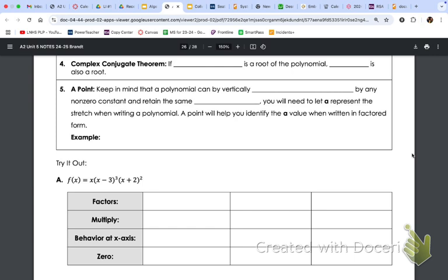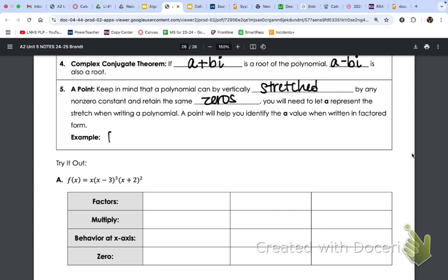If a plus bi is a root, since we always have plus or minus, a minus bi is also a root. And then the last thing that we're doing today is a point. So keep in mind that you can have a polynomial that's been vertically stretched by any non-zero constant and retain the same zeros, meaning the factors are all the same, but you might have a number out in front. So you'll need to have a to solve for that.